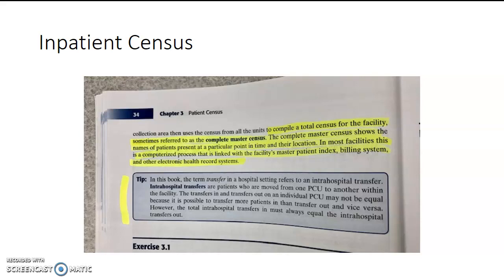But when you see transfers in your homework or in this book, they're referring to intra-hospital transfers. Just know that if someone leaves your facility, y'all, it's a discharge. And we're going to break down admission and discharge here in a minute too. So hopefully that made a little sense about that particular tip: intra-hospital transfers are people that are transferred within the hospital and not discharged and transferred to another hospital. So it's a very important concept. So hopefully you have that.